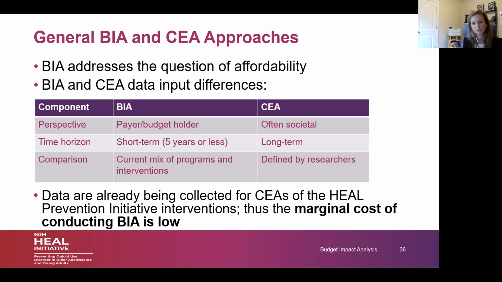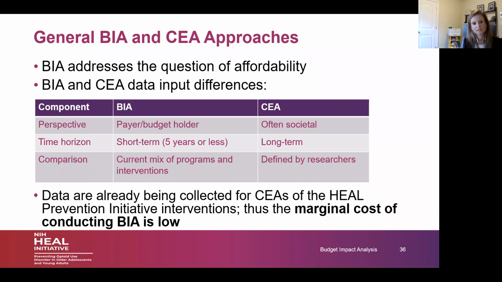So these two types of economic analyses have overlapping data requirements and components. However, there are some differences as well. Specifically, the perspective of the analysis is one of the differences. In budget impact analysis, the perspective is the one of the payer or the budget holder. So you really are looking at the costs and the benefits that accrue to the payer of the intervention.